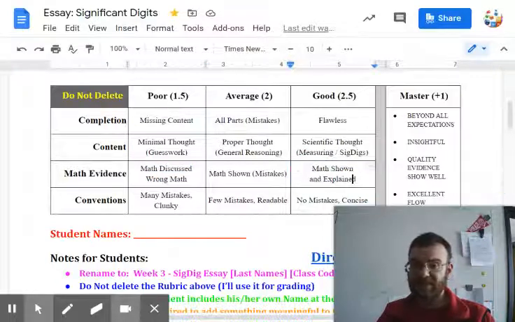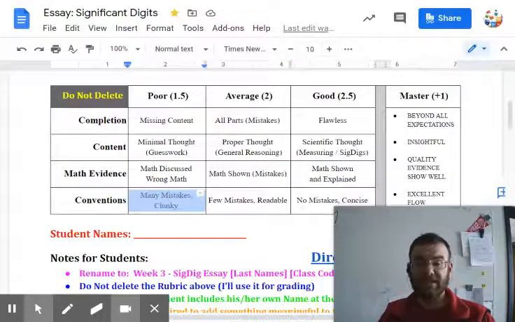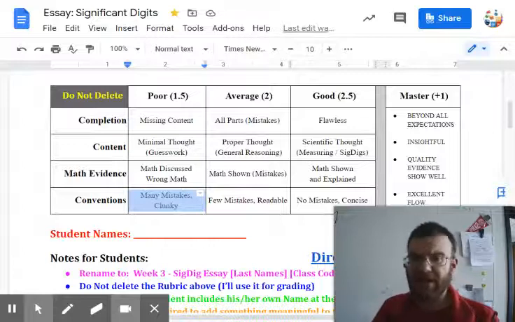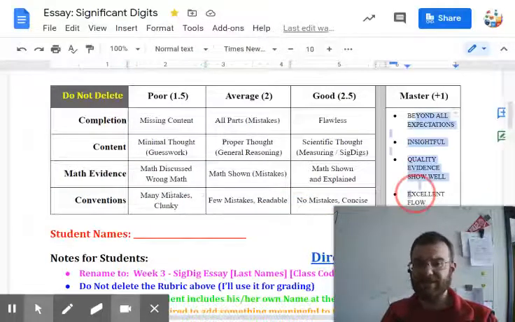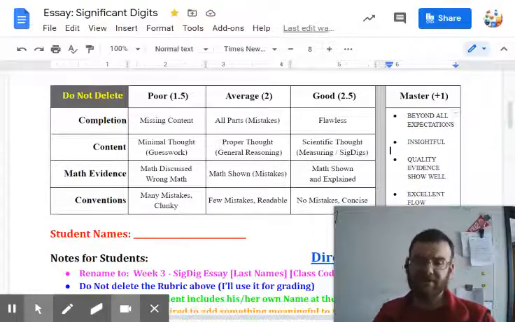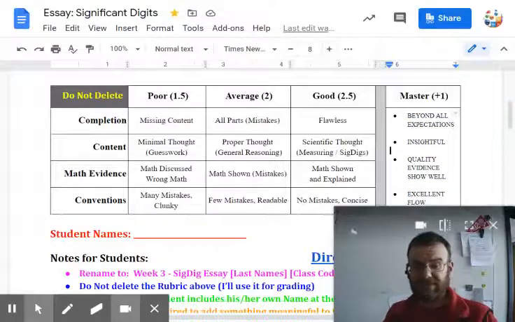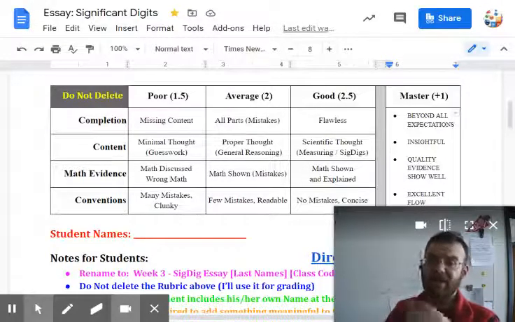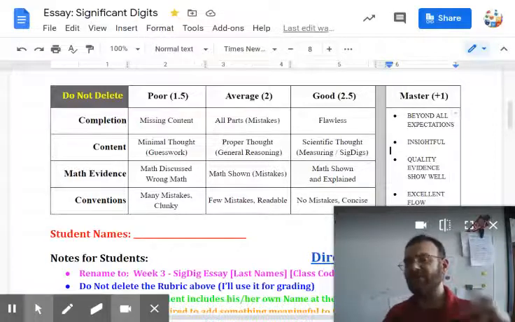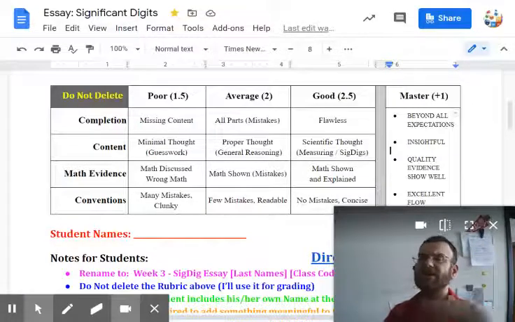So shown and explained. Your conventions there, your spelling, your grammar, and whatnot, and whether it's readable, that's your last section. And if it is fantastically good, you have a chance for extra credit. So that is the gist. Good luck. If for some reason you already downloaded the document and you got it before I made those edits, don't worry. Remember, I use your exact rubric, so you'll be fine.